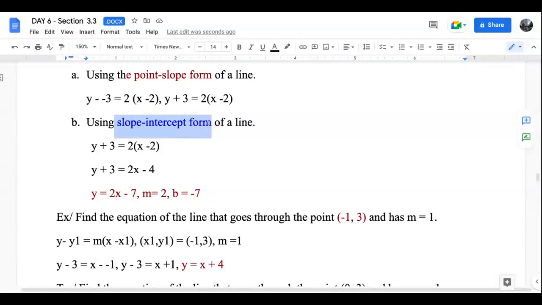So using slope-intercept form. We want to write it in slope-intercept form. So what do we do? We distribute 2 with x minus 2 and get 2x minus 4. We move positive 3 to the other side, where it becomes negative. So negative 4 minus 3 becomes negative 7. So y equals 2x minus 7. So this is the slope-intercept form.